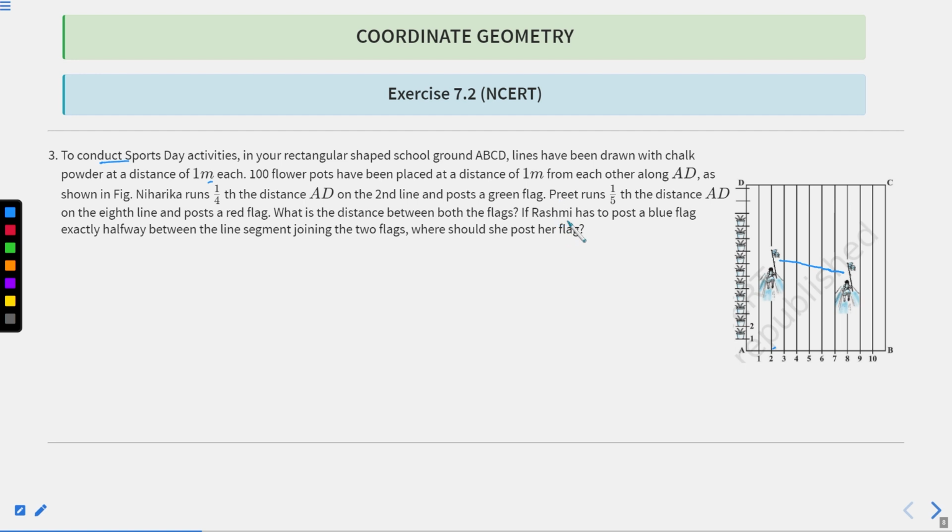And now if Rasmi has to post a blue flag exactly halfway between the line segment joining the two flags, where should she post her flag? So now it asks us, where should Rasmi post her flag? Let us solve this problem.